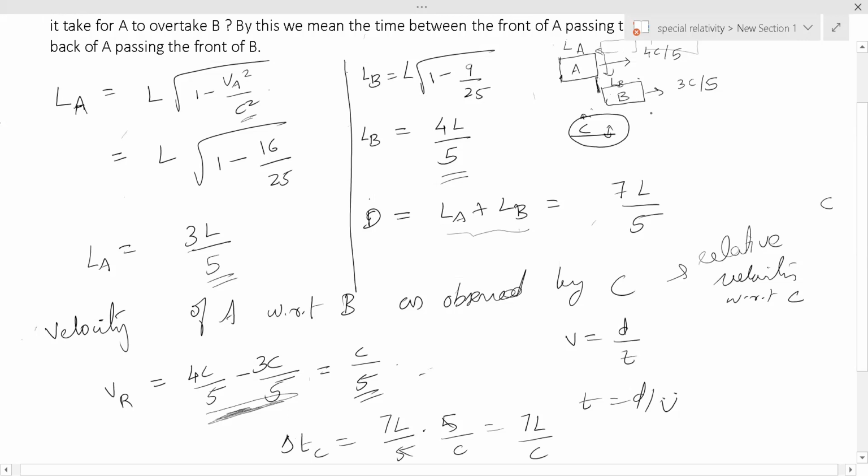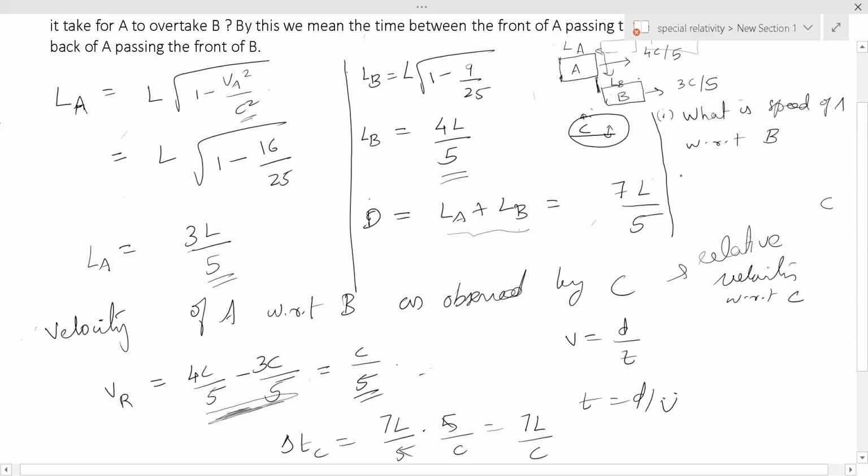You have to be very careful. What do you need to calculate? So if this is the situation, and if the question is this, what is the speed of A with respect to B? What's the speed of A with respect to B? Then you will have to use the velocity addition formula.